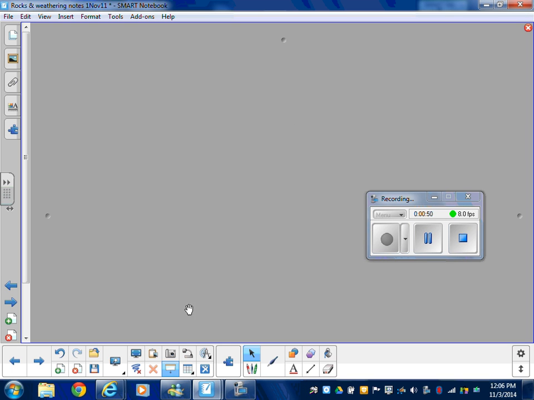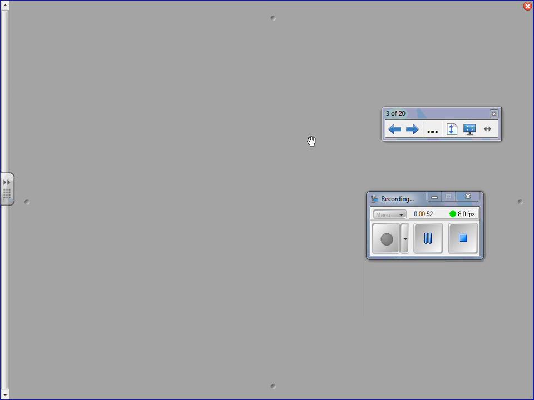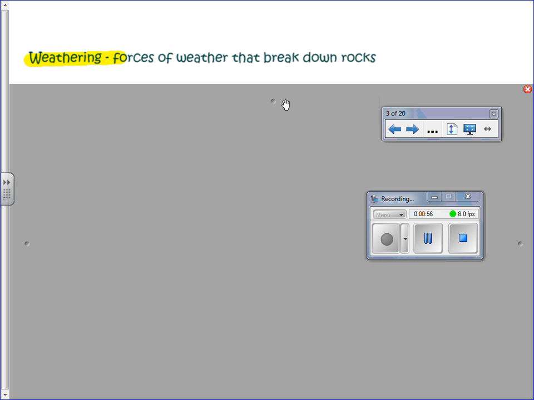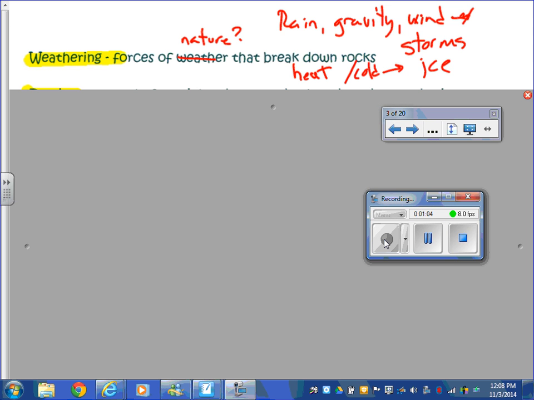First of all, weathering. Weathering, pretty straightforward. The forces of weather that break down rocks. So what forces of weather might cause this breaking down of rocks? As we look at a bigger picture, maybe we change it to forces of nature. We could have rain, gravity, wind, storms, heat and cold, ice. All of these things are going to break down rocks.